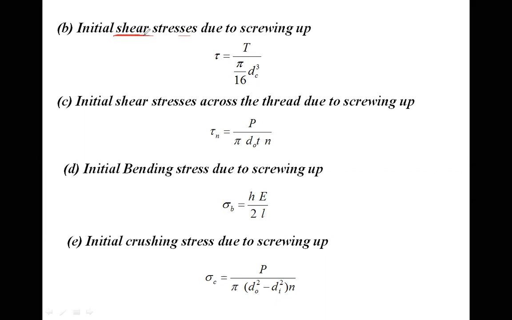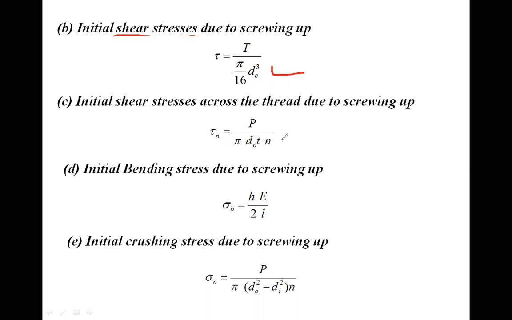This screw is tightened by a spanner. The spanner is going to rotate it. That means there is a torque. If there is a torque, obviously there is a torsional shear stress. So the torsional shear stress because of torque, we can write by this formula: torsional shear stress is equal to T divided by pi by 16 dc cube.